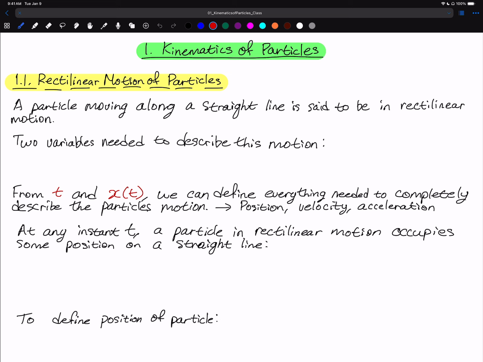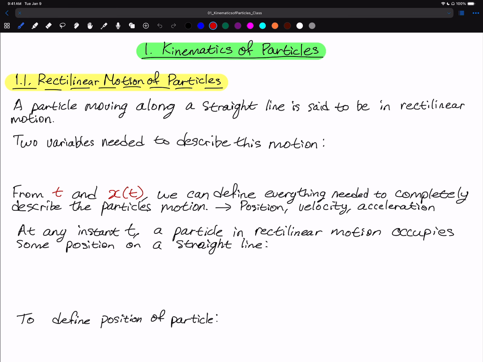Okay, so we're going to start off with discussing what is known as rectilinear motion of particles. So a particle moving along a straight line is said to be in rectilinear motion. That straight line doesn't necessarily need to be in a particular direction. However, you could always define a coordinate system such that it's moving along one of your cardinal directions.